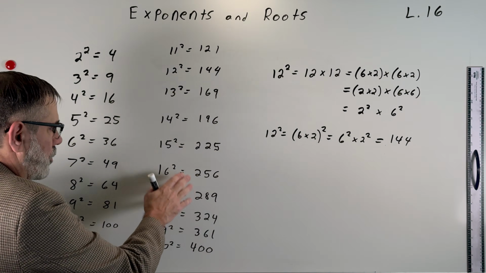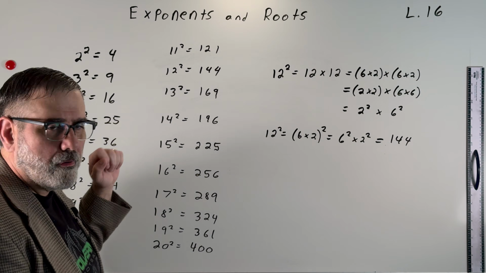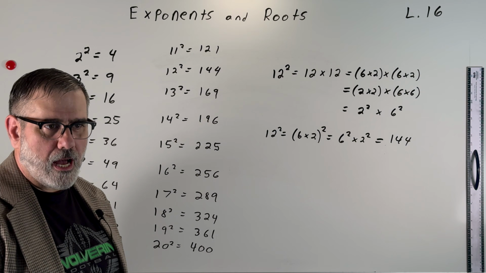But, you know, again, you should really commit at least these to memory. If you have trouble with that, then at least try to get up to 12. But if you can get up to 12, then you can easily get 13 and 14 because of this funny relationship, 169 and 196.